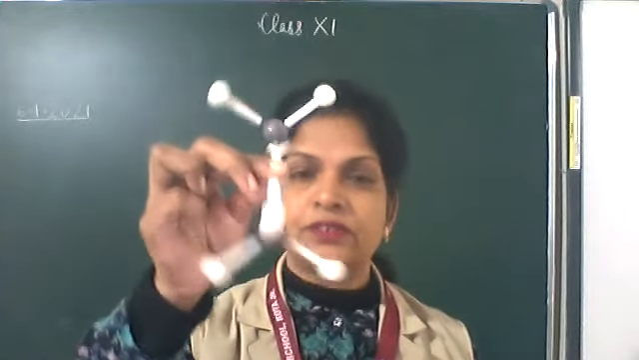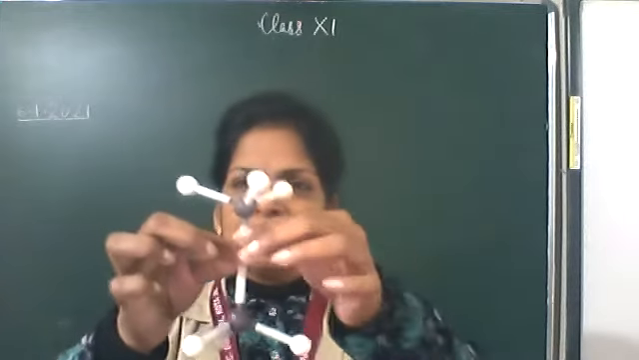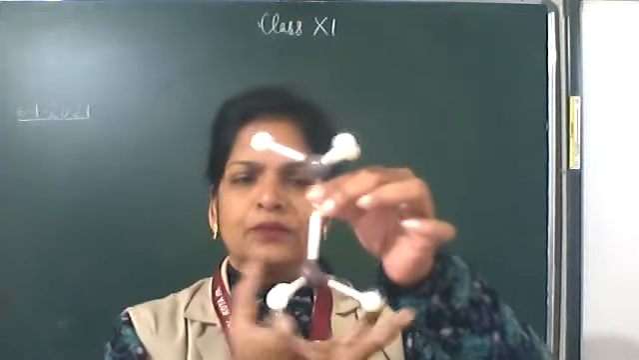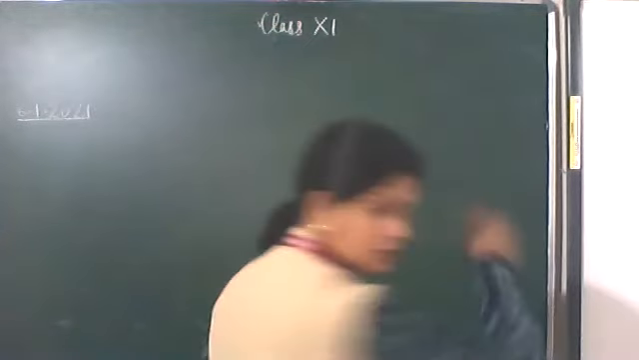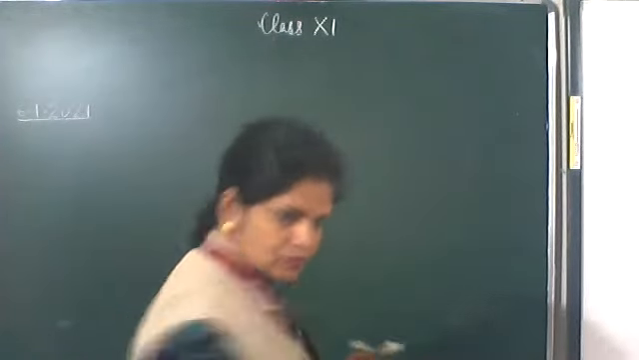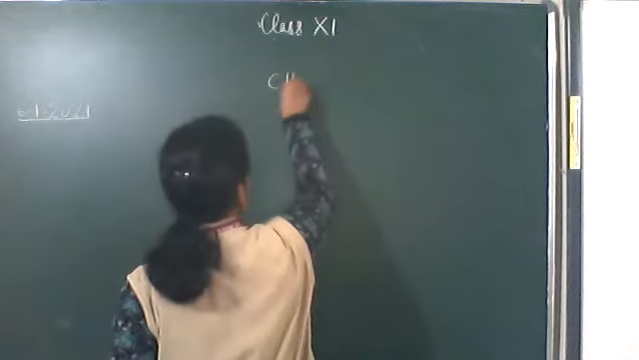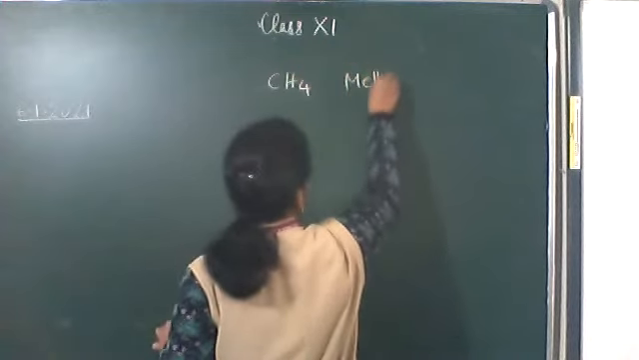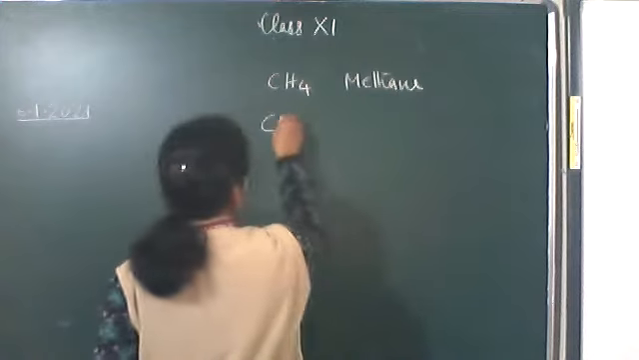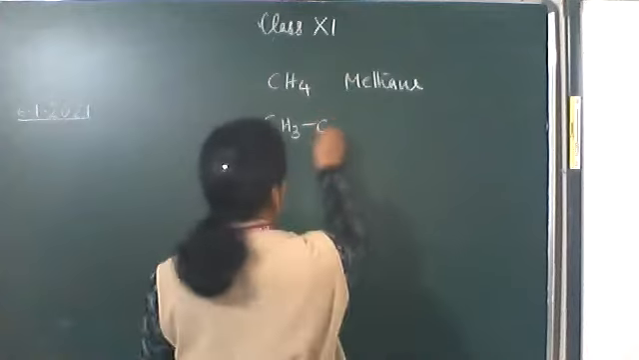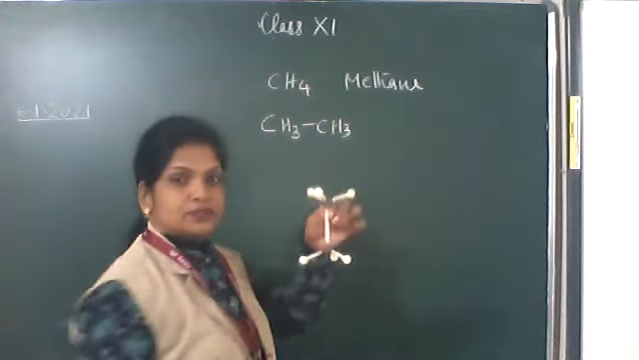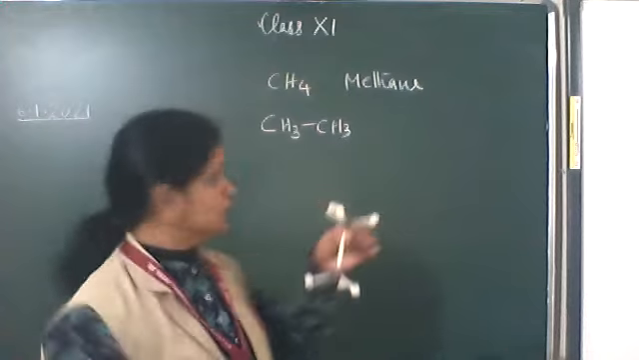Similarly here also. This is ethane, C2H6. So the first one was CH4. The second is CH3, bond CH3. You can write it in this way, or you can write C2H6. So that is ethane.